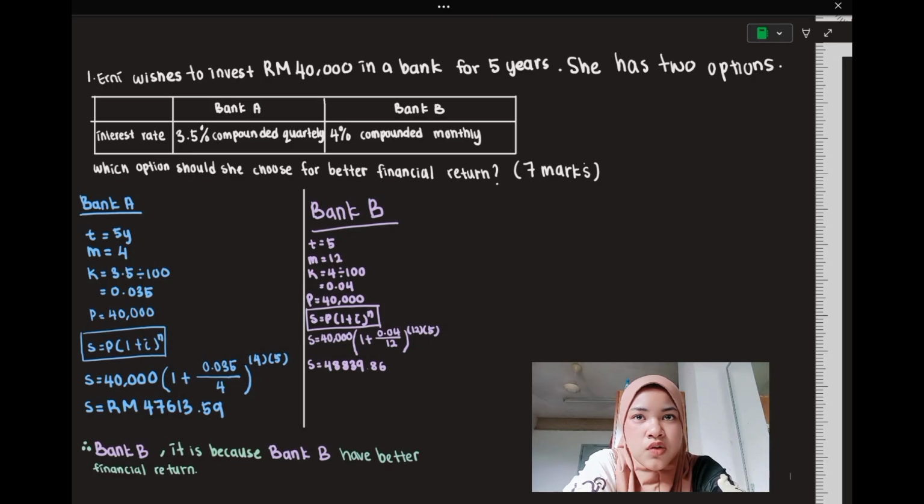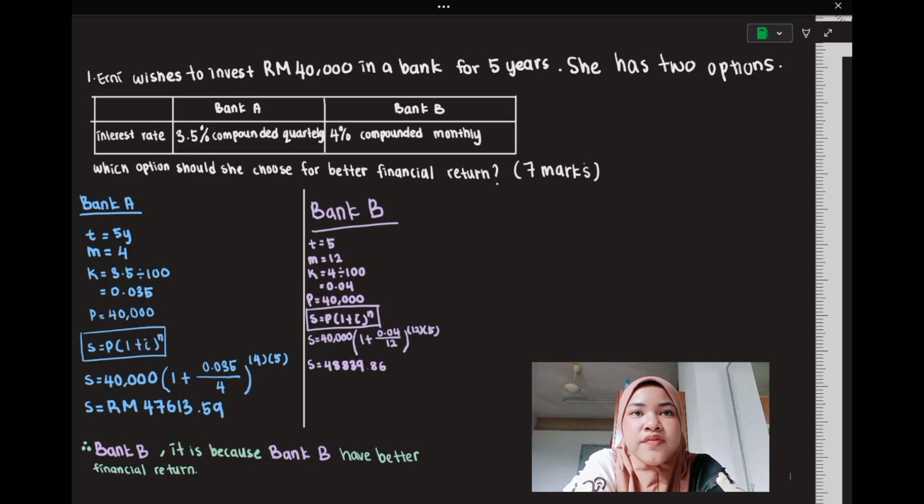Bank A, T equals 5 years, M equals 4 times, K equals 3.5%, P equals 40,000. We use this formula: S equals P(1 + i)^n. So we put the information given into the formula: S equals 40,000(1 + 0.035/4)^(4×5). So we calculate and get the answer RM47,613.59.